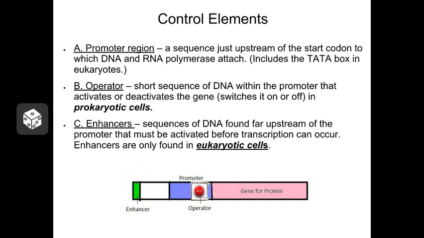Now, I need to point out that this little diagram is a little bit deceptive, and that's because operators occur in prokaryotic cells, whereas enhancers only occur in eukaryotic cells. So you won't ever actually see a piece of DNA like this that has both operators and enhancers in it.